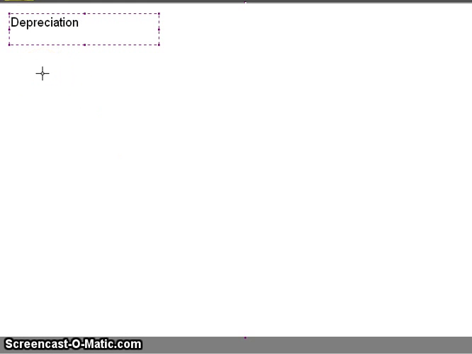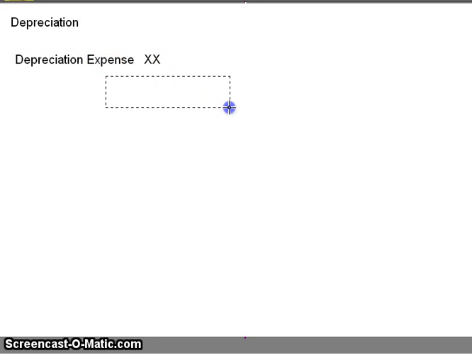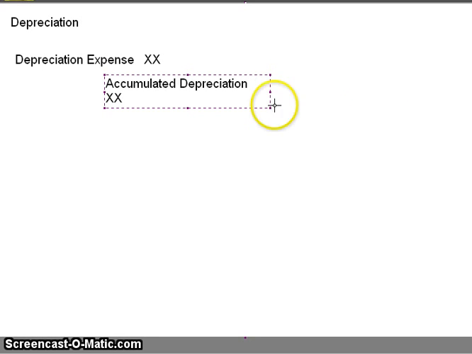So one of the typical adjusting journal entries is to show the depreciation entries. Well, the depreciation journal entry is very easy. Depreciation journal entry is always the same. It's a debit to depreciation expense for some amount and a credit to a new account called accumulated depreciation of some amount. All right, so there's your journal entry.